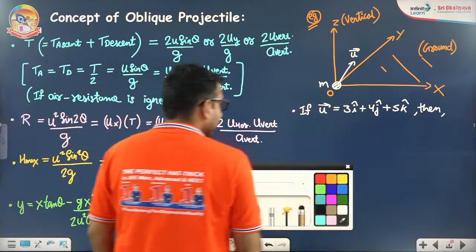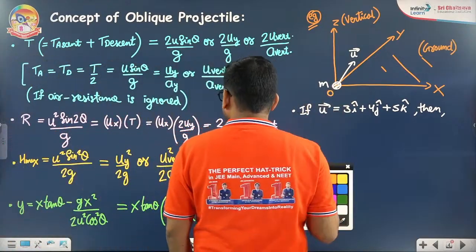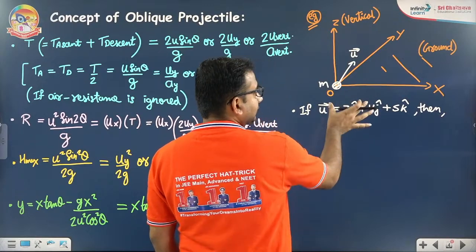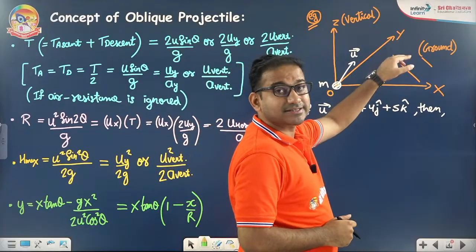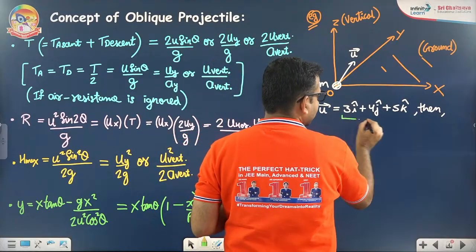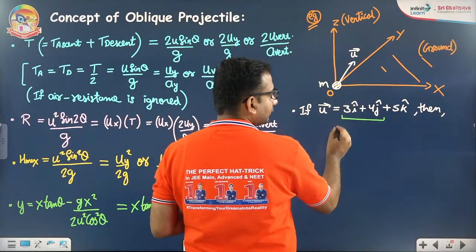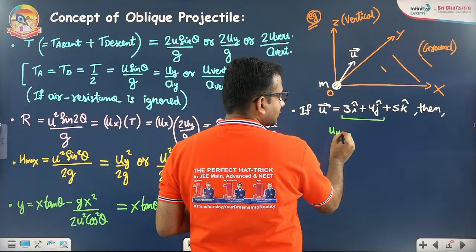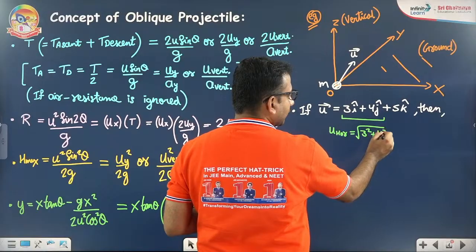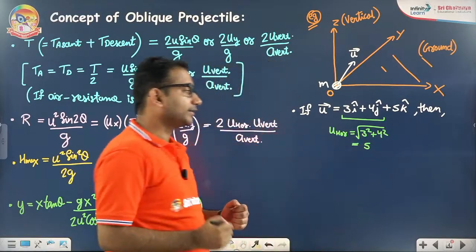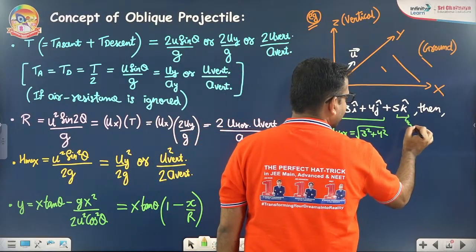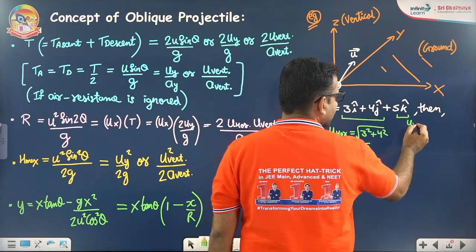So, how do we do that? If I try to understand this situation, I will say that the x-axis and y-axis, in fact the entire xy plane, is treated as ground or horizontal. So the resultant of the i cap and j cap components will give you u horizontal. And this u horizontal will be equal to under root of 3 square plus 4 square, and that is equal to 5. I hope you understand the Pythagorean triplet. And here the 5k cap represents your u vertical.